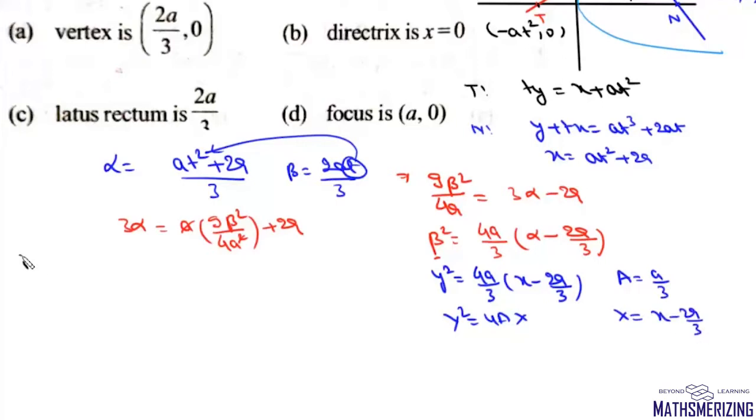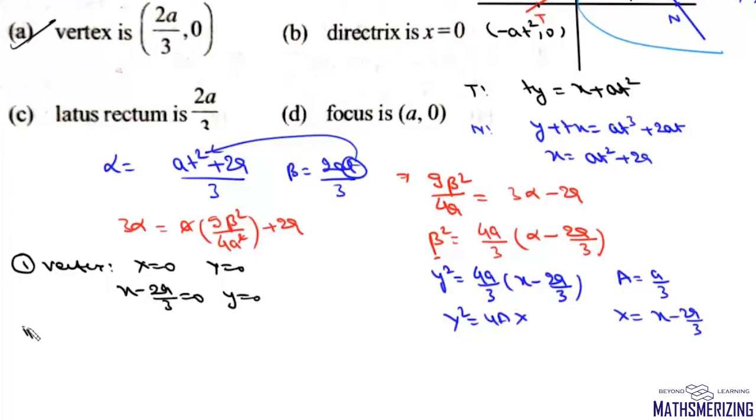Now the first thing is its vertex. Now the vertex is at capital X = 0 and capital Y = 0. Capital X is x - 2a/3 and capital Y is the same as small y. So it will be at (2a/3, 0). So that's your option number A.